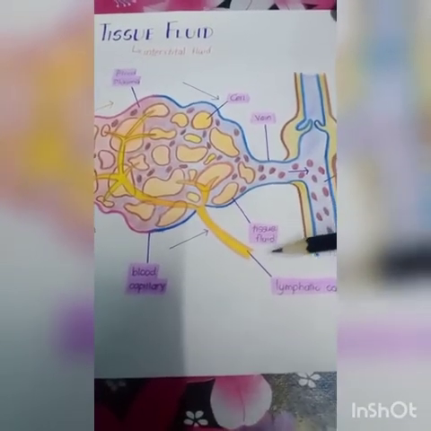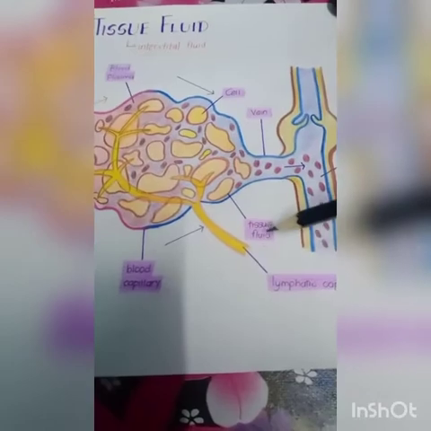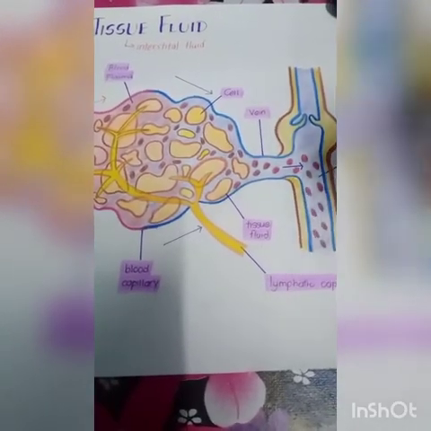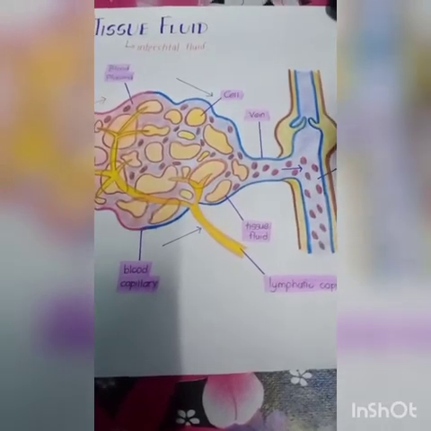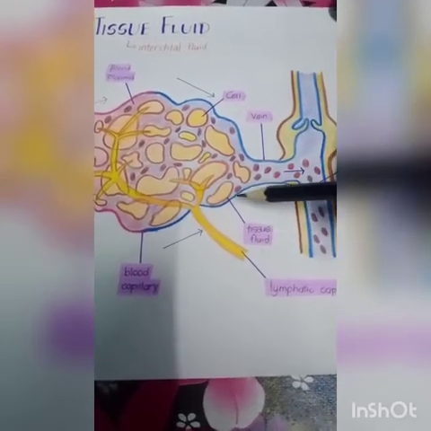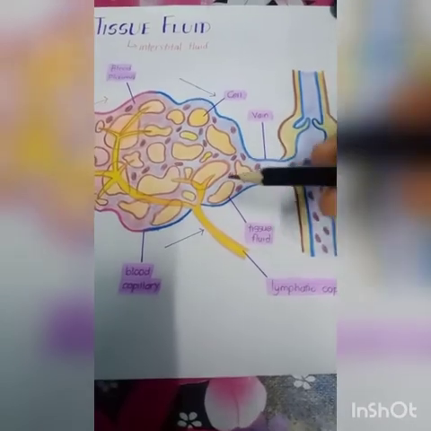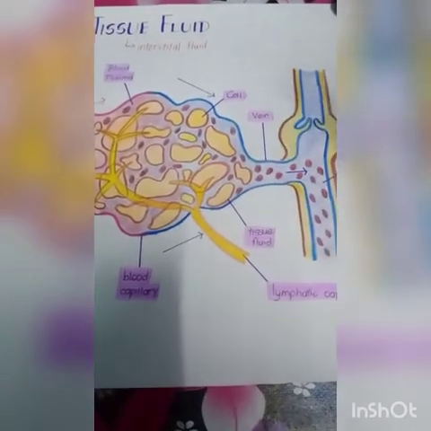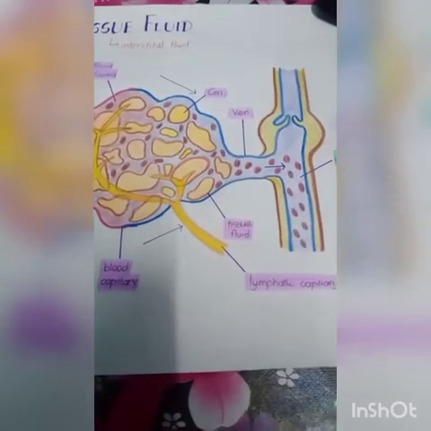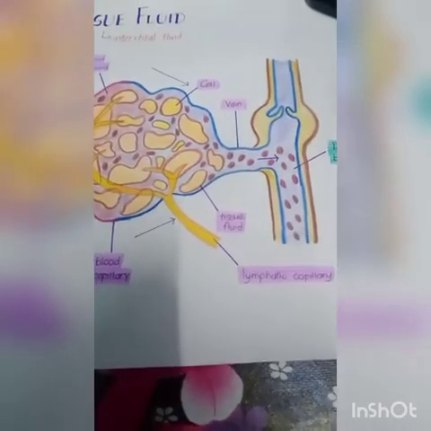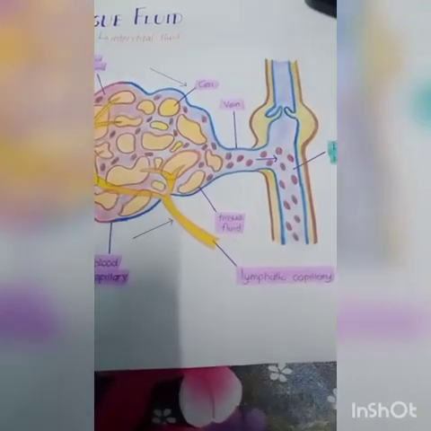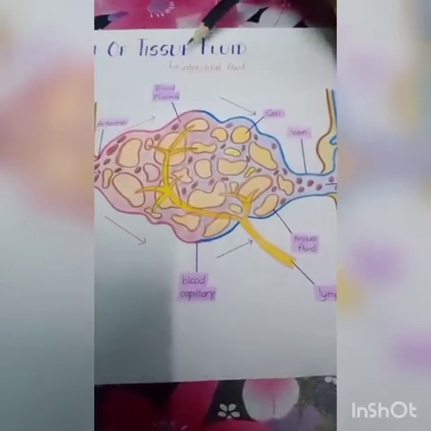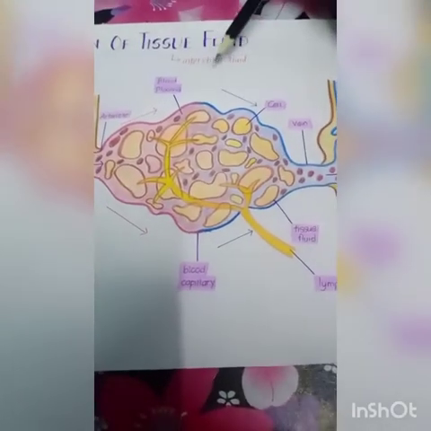It means that the tissue fluid helps our body to expel the excretory products and carbon dioxide from our body cells to the blood capillary, and then our vein will carry the deoxygenated blood at a low pressure. That's all regarding the formation of our tissue fluid, or the formation of interstitial fluid.